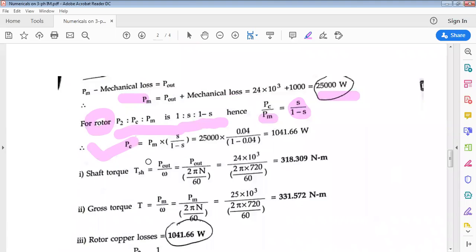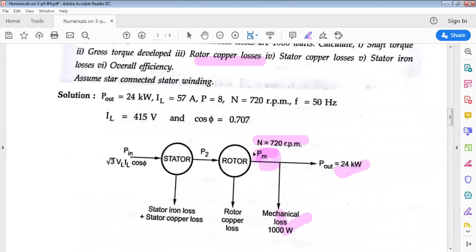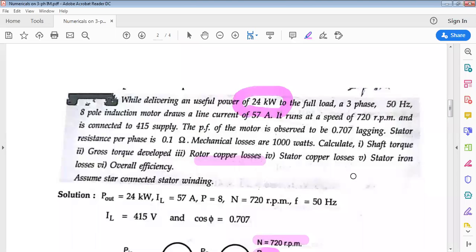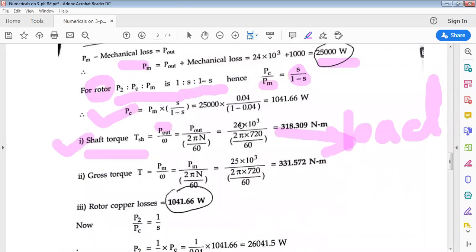Again, shaft torque. What is the formula for shaft torque? It is the torque which is delivered to the load. And all of you know the formula for P: P is equal to T omega. So whenever I say P shaft, T shaft, it's the torque which is applied to the load. How much power is delivered to the load? P output. Is it given? Yes, it's given, 24 kilowatt. So P output divided by 2 pi N by 60, that is omega, and you can calculate the shaft torque.